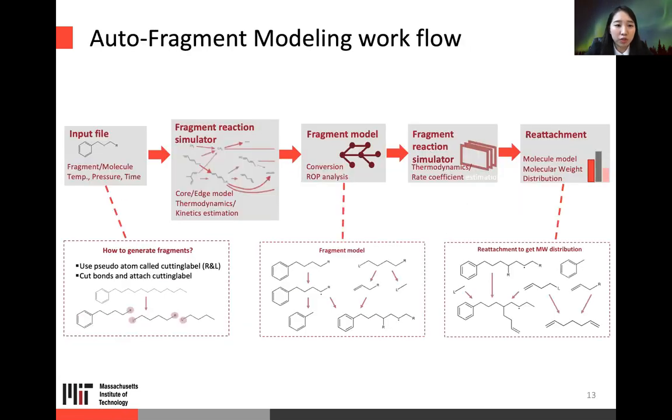This is the workflow of AFM. It basically performs the same process as in RMG. It all starts with giving the input file with fragments specified, and then you can automatically generate the kinetics model between fragments. And after we have the fragment model, we can further do the post model generation process to perform reattachment so that we can get the molecular information, for example, the molecular weight distribution at last.